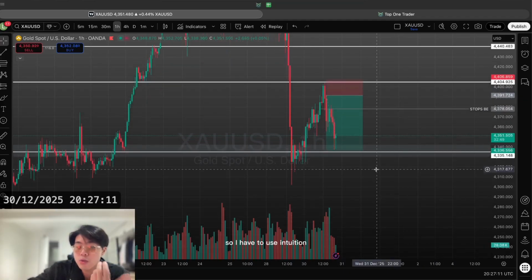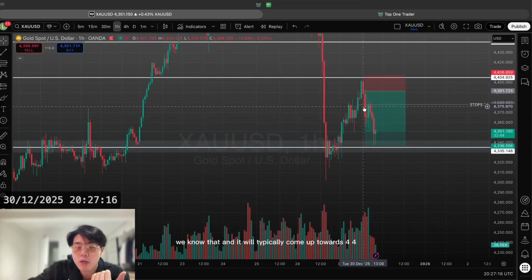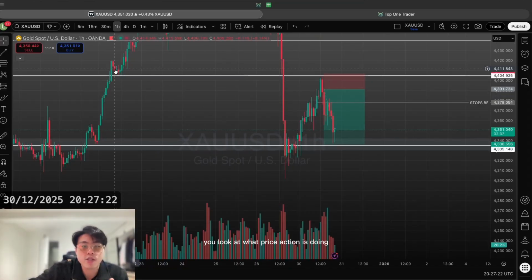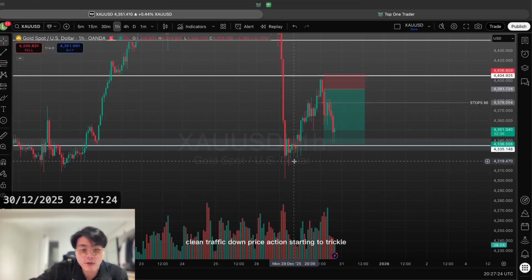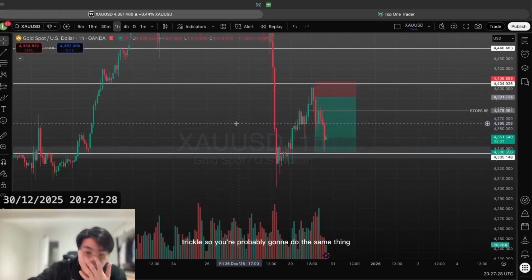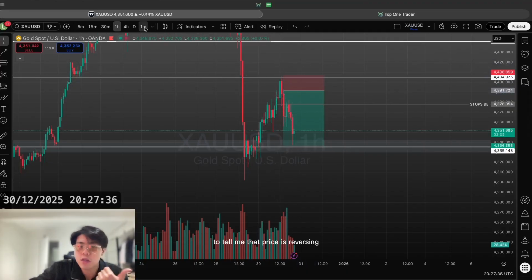So I have to use intuition. We know that typically price drives from this area. We know that, and it will typically come up towards 4405. But what I did was reverse engineer. You look at what price action is doing. You've got clean traffic down, price action starting to trickle. So you're probably going to do the same thing. If price action comes up, you're looking at a rejection. If you don't have some form of confirmation to tell me that price is reversing, use your range too.